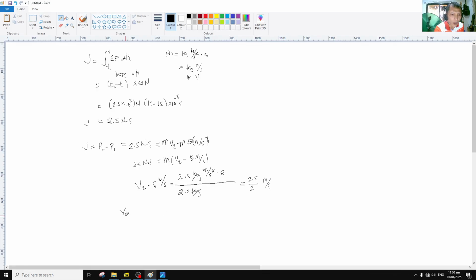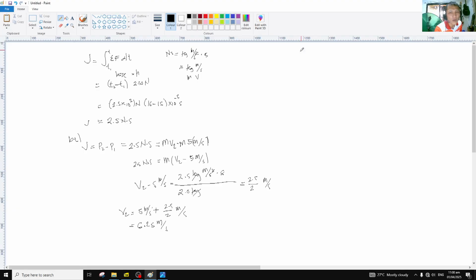Therefore, your velocity V2 is 5 meters per second plus 2.5 all over 2 meters per second. That would give you 6 point something: 5 plus 2.5 over 2 gives 6.25 meters per second. That would be your velocity for letter B-I.